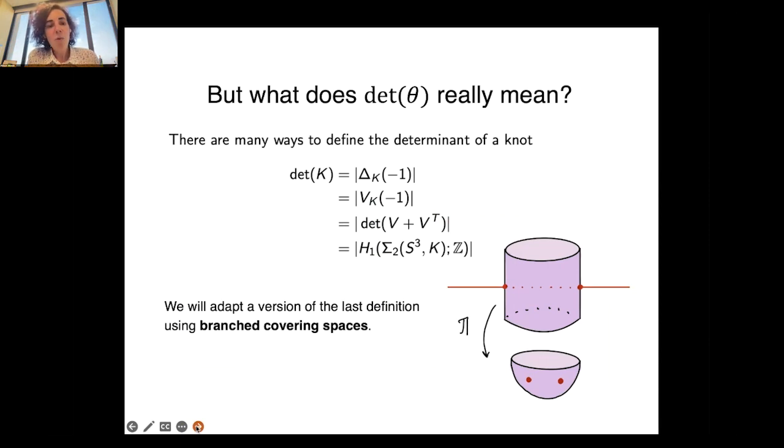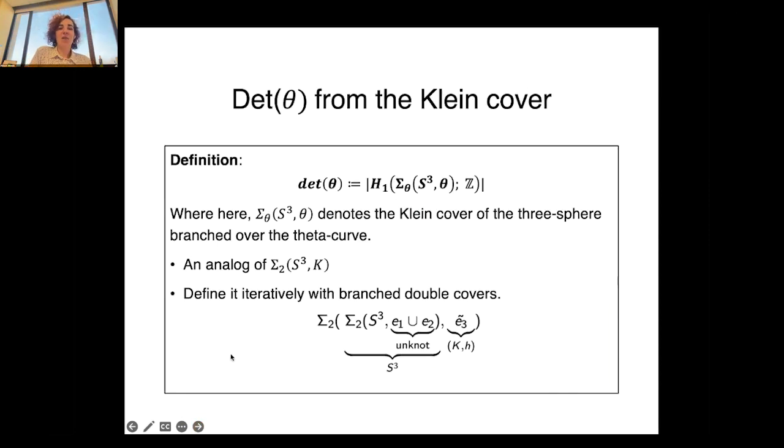So we want to adapt the last item on the list, which is to say, for theta curves, we want to use the first homology of a branched covering space. The picture that I have here is not a picture of a branch double cover of a knot, because I don't really know how to draw that. It's a picture of a branch double cover of the cylinder over the disk, but it's supposed to be suggestive of branch covering spaces. I'm going to define it to be the order of the first homology of the Klein cover of S3 branched over the theta curve.